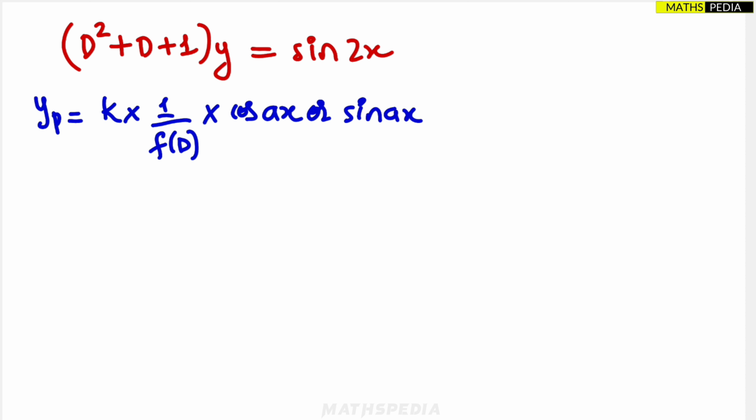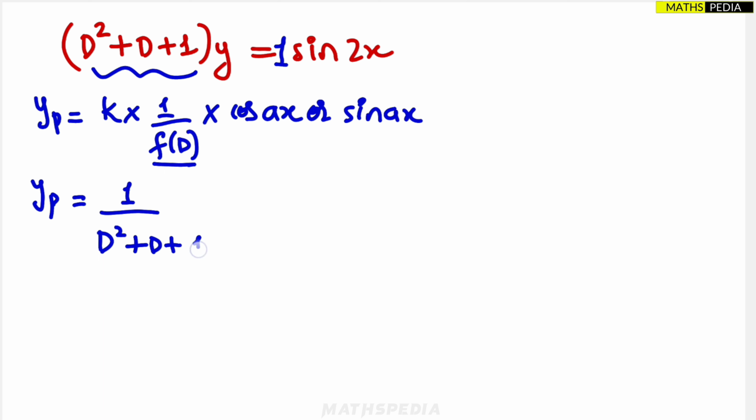Okay, so here it is sin ax, so how will you write yp? Yp is equal to k value, which is 1. The coefficient is 1. So 1 divided by f of D. F of D, the basic meaning is whatever is inside the bracket. After taking y common, whatever is inside the bracket, you have to copy paste. So D square plus D plus 1, into cos ax.